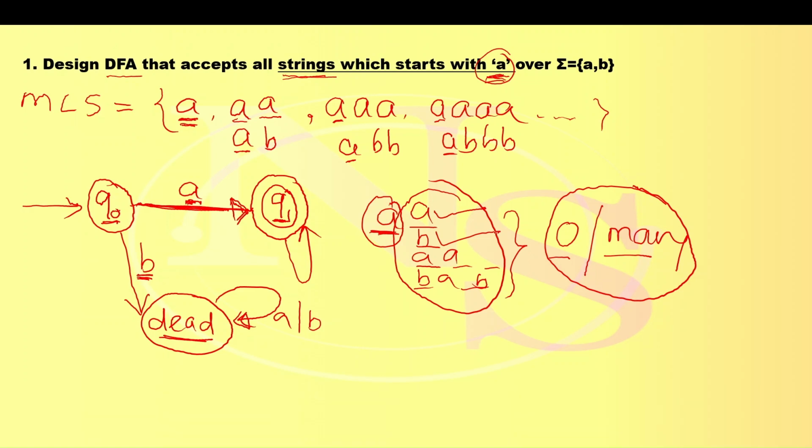It will be for A as well as it will be for B. So one string starts with A, after that multiple A's can come or multiple B's can come. So we can give the self loop for A as well as for B. In this way you can design this automata.